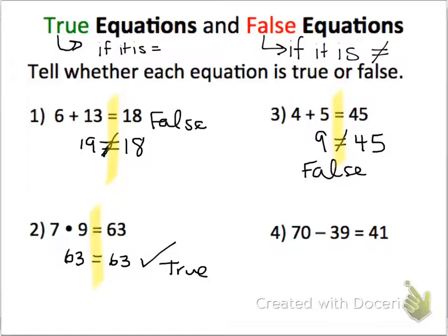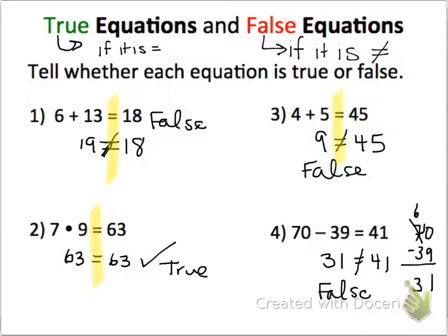Next one, 70 minus 39 is equal to 41. Well, 70 minus 39, we'll do over here on the side. 0 minus 9 I can't do, so I borrow 1 from the 7. It becomes a 6. So we have 10 minus 9 is 1, and 6 minus 3 is 3. So 70 minus 39 is 31. Is 31 equal to 41? No, they are not equal, so this is a false equation.